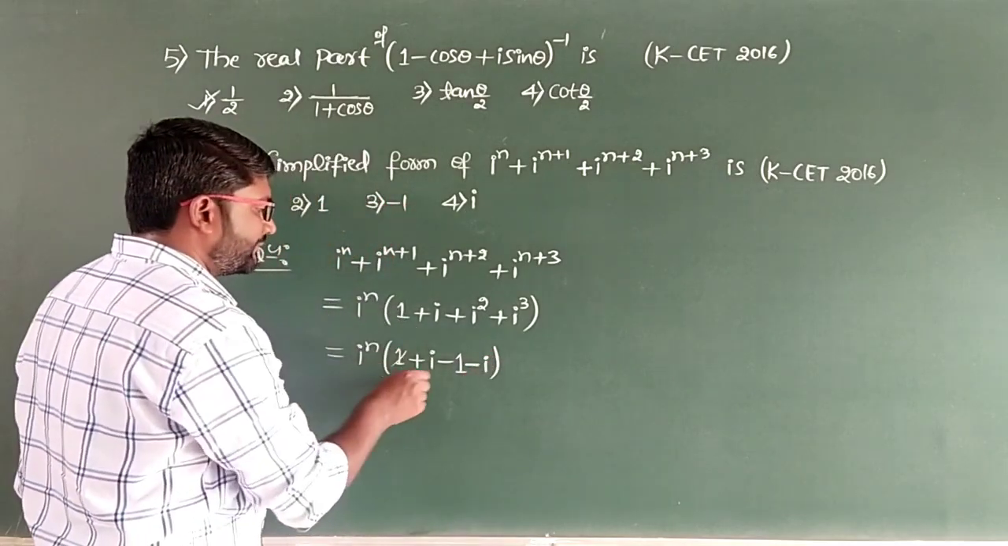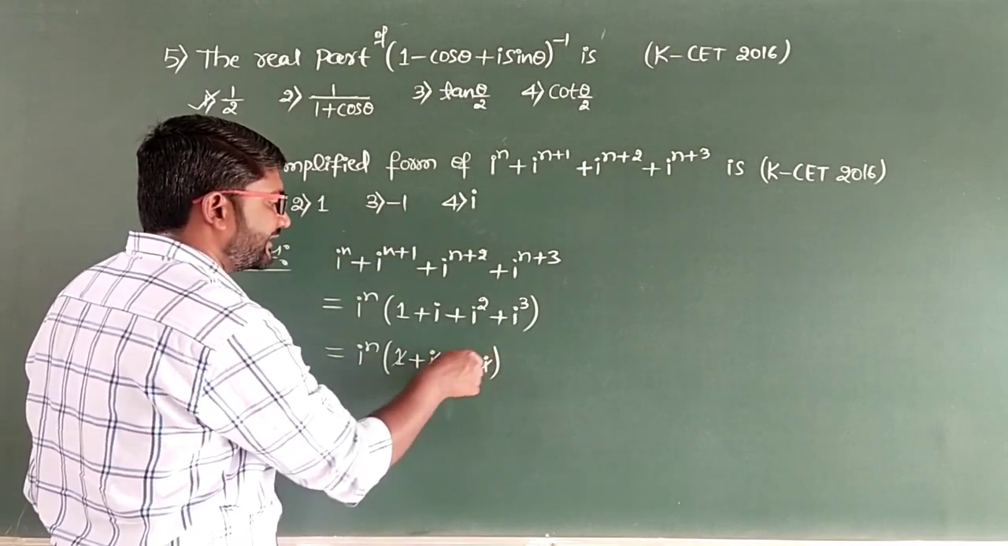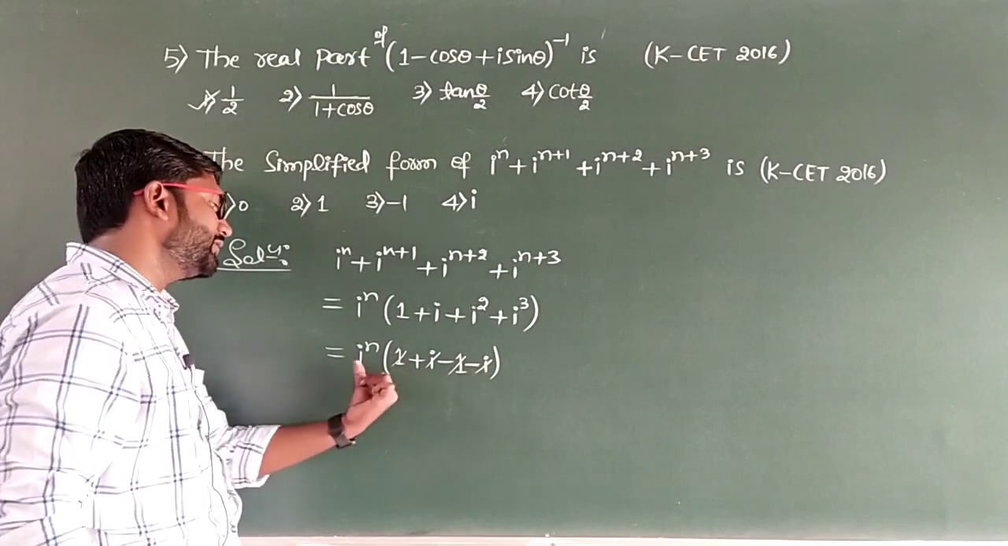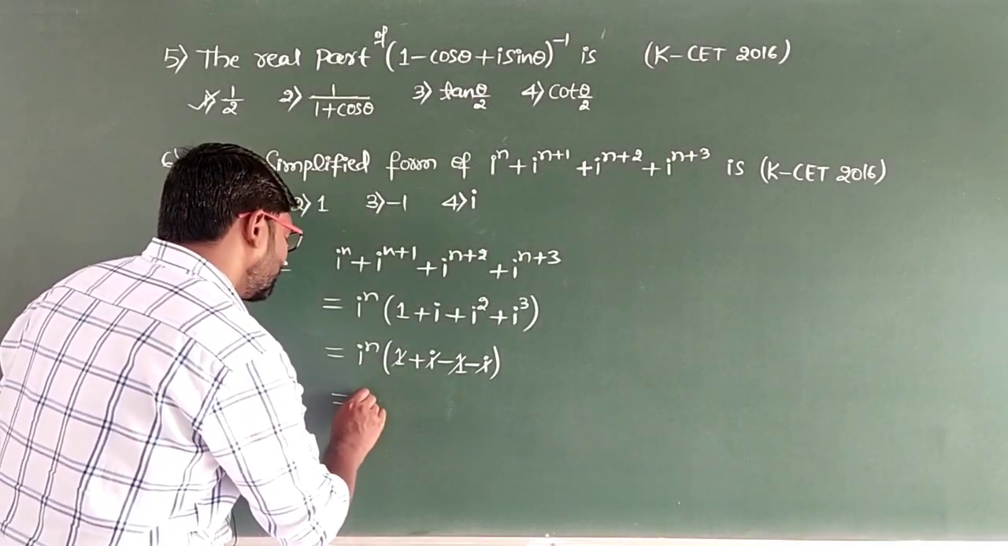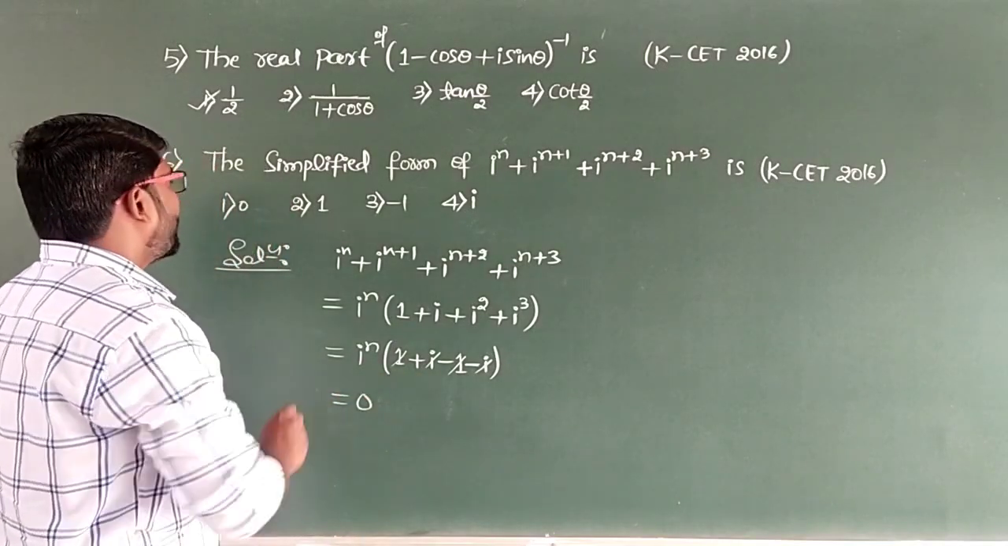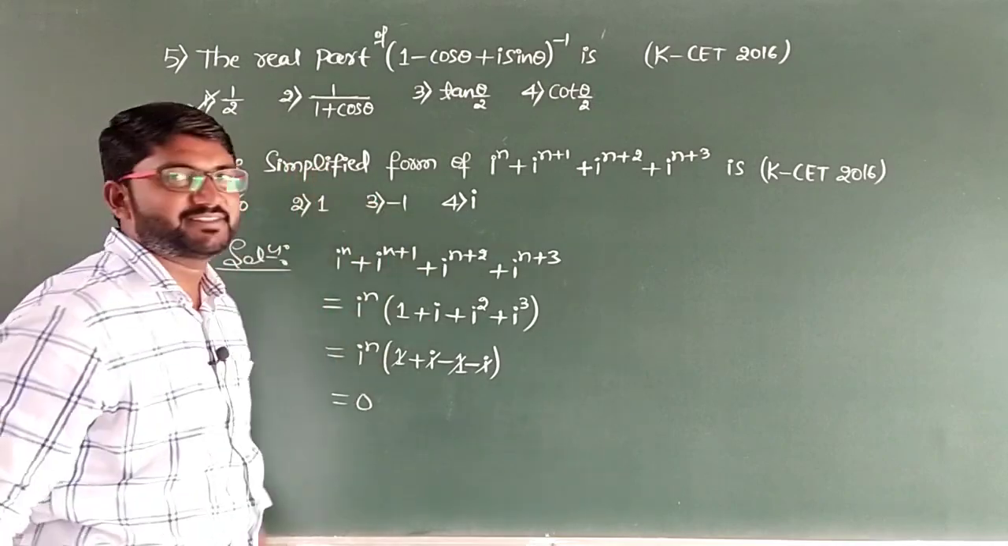So now plus 1 minus 1 gets cancelled, plus i minus i gets cancelled, we get 0 here, 0 into i raised to n will be 0. So this is the required answer. Option 1 is the correct answer.